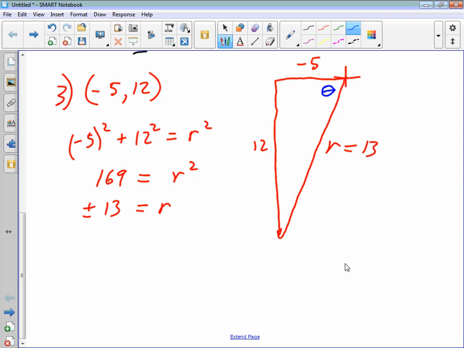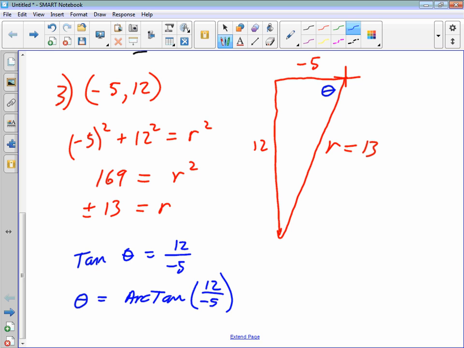So now we are going to have, I would just start with the opposite and adjacent, so tangent. So we can say tangent theta equals 12 over negative 5. So check that out right now. Theta then equals arctan of 12 over negative 5. Everybody try that for a minute. You may want to pause the video at this point.